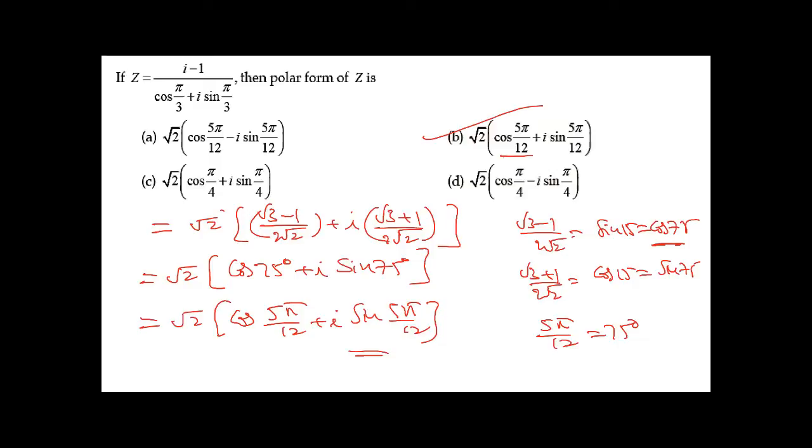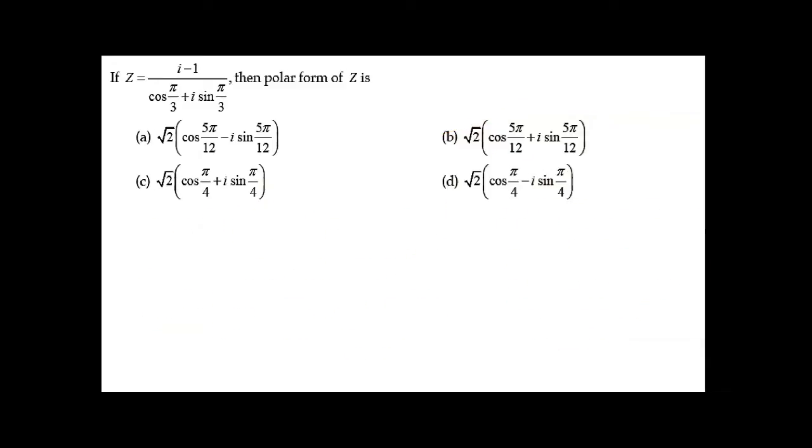Because you have the formula for root 3 minus 1 by 2 root 2, that is cos 75, sin 15. Same thing, root 3 plus 1 by 2 root 2 is cos 15, that is sin 75. Because we need cos plus i sin, we can take the cos angle and sin angle for the second term. So option B is the right answer. Next question.